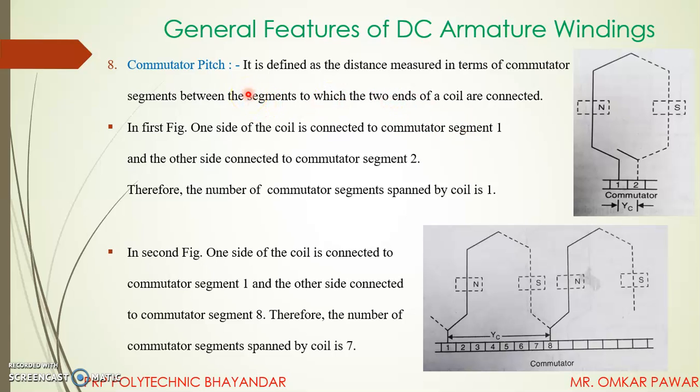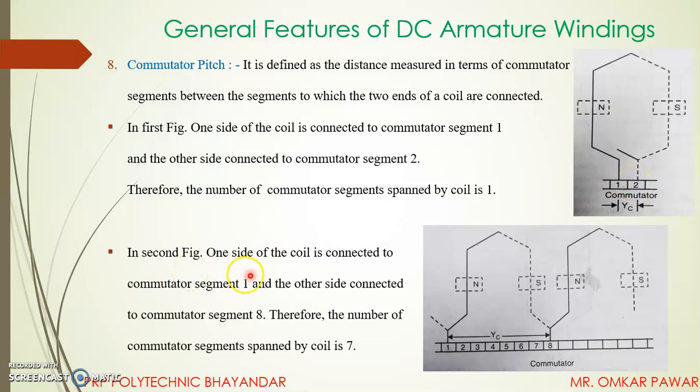Next one is commutator pitch. It is defined as the distance measured in terms of commutator segments between the segments to which the two ends of the coils are connected. That means in this diagram, suppose one side of a coil is connected to commutator segment 1 and the other side is connected to commutator segment 2. Then the number of commutator segments spanned by a coil is only one, this half and this half make one.